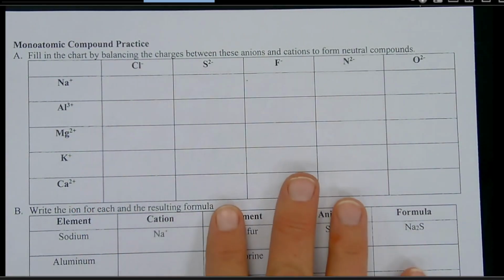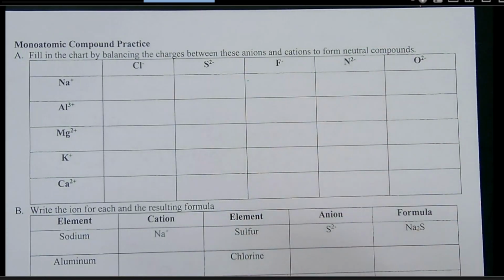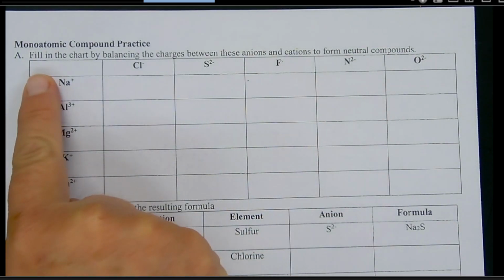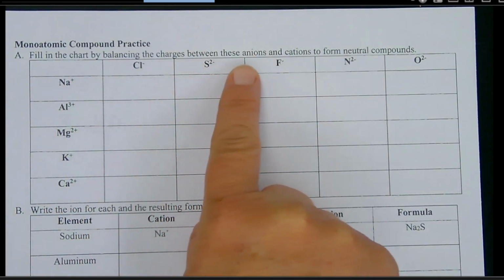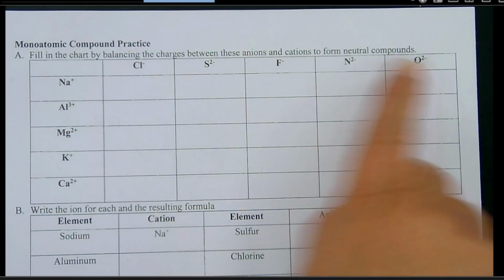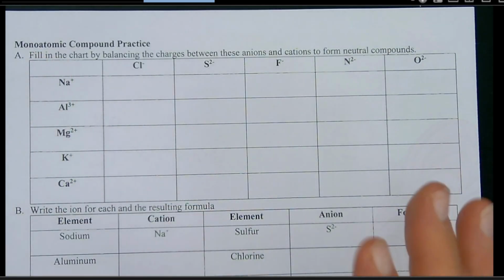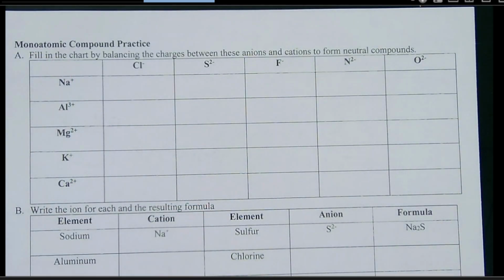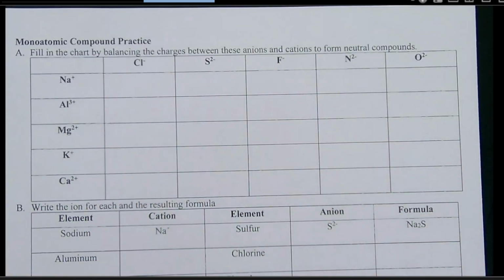On the back side, you're going to practice this, okay? And you're going to practice this 3 different ways, A, B, C. So I'm going to do an example of each. So the first one is fill in the chart by balancing charges between these ions and cations to form neutral compounds. So we call this, what you're doing, monatomic compound. Mono means 1, so 1 atom. So it's 1 atom for each. And you'll see why we call it monatomic, because we're going to deal with transition metals, and then we're also going to deal with something called polyatomic.